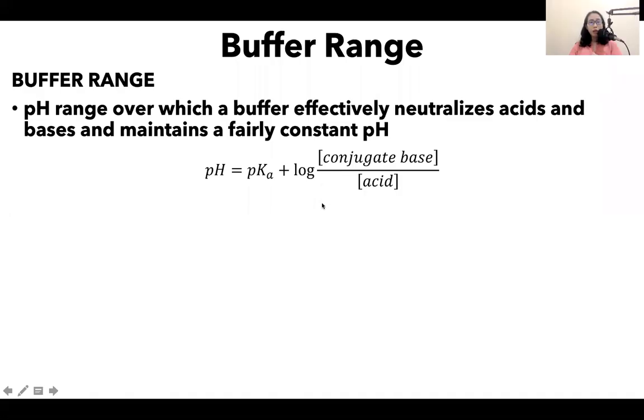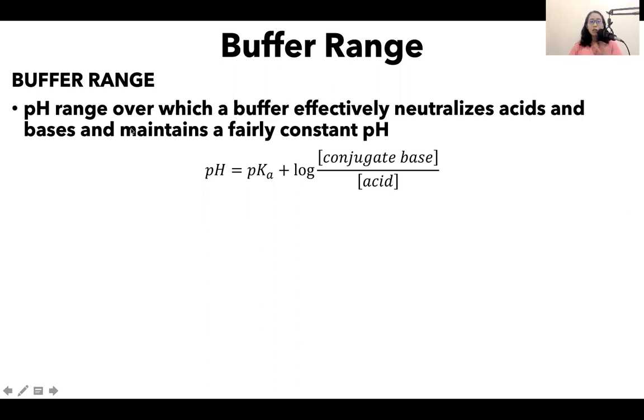When we talk about buffers, there are two important properties of buffers that we must consider before we even think of preparing a buffer. The first of these is what we call the buffer range. Buffer range is defined as the pH range over which a buffer effectively neutralizes acids and bases and maintains a fairly constant pH. So let's divide the two parts of the definition.